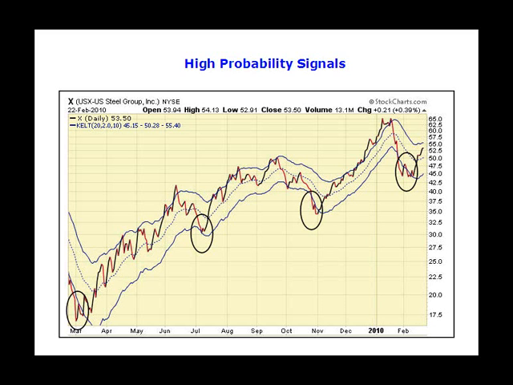And I'd say there's probably better than 90% chance that you're going to get a significant rally after this setup occurs. So you want to keep your eye out for this type of signal.